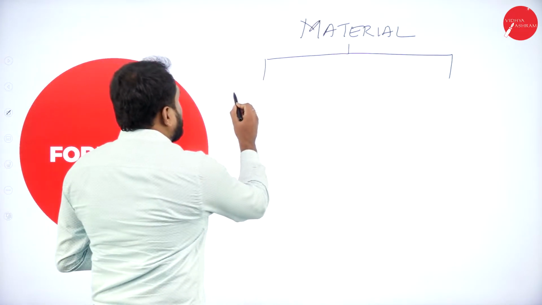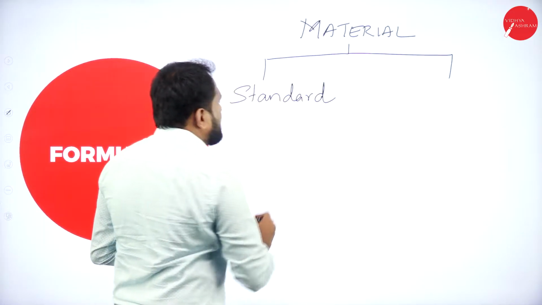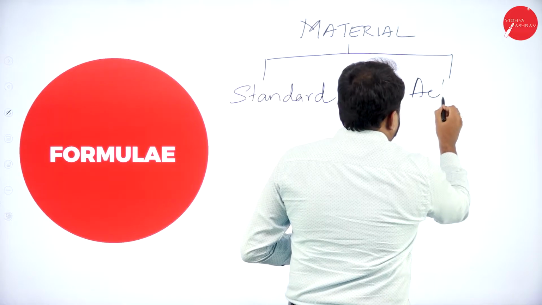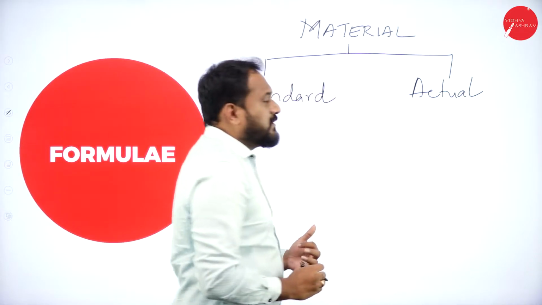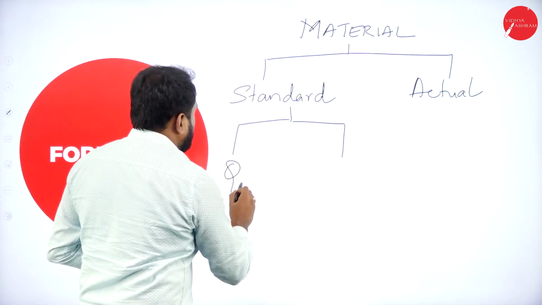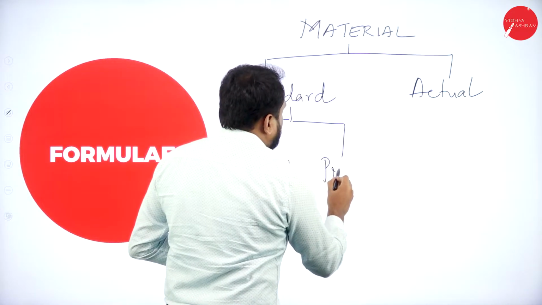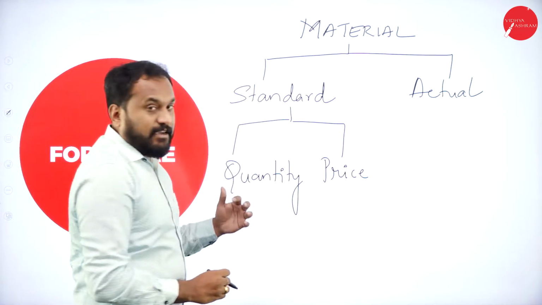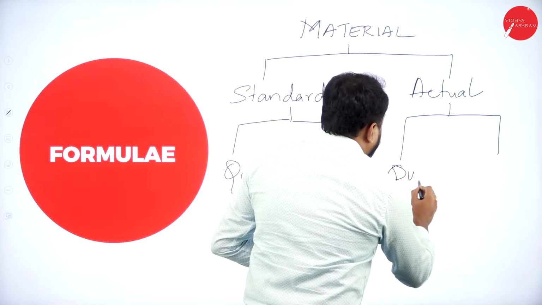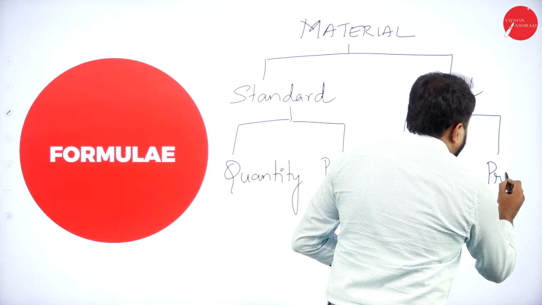Now here what happens is, when we go with material, there are two. One is what the company has said, that is called standard, and what the employees actually do is called actual. So we have one standard, another actual. In standard there are two variations, one is quantity and one more is, as I told you, price. The same way, in actual also you have two: one is quantity, another is price.